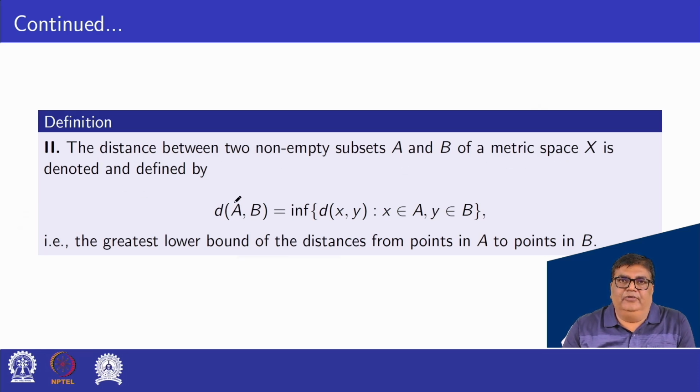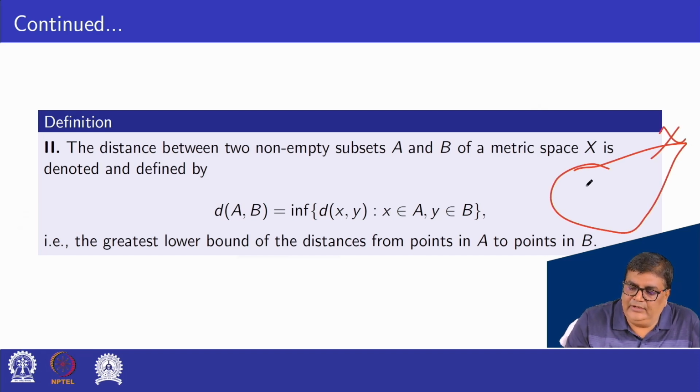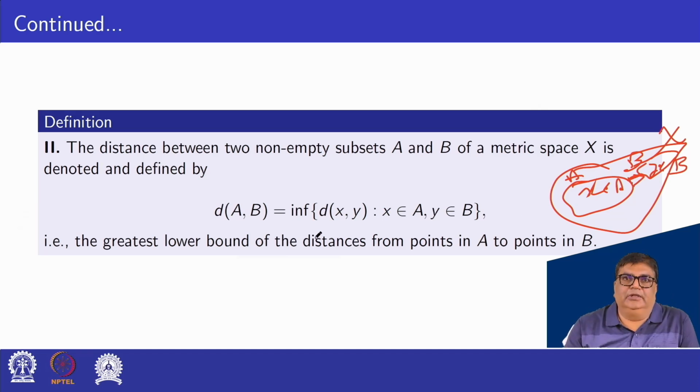It is defined and denoted by d(A,B) is equal to infimum of d(x,y) such that x belonging to A and y belonging to B. Suppose a metric space X and two subsets A and B. Suppose x belonging to A and y belonging to B. Then the distance between the subsets A and B is the infimum of d(x,y), where x belonging to A and y belonging to B. That is the greatest lower bound of the distances from the points in A to the points in B.